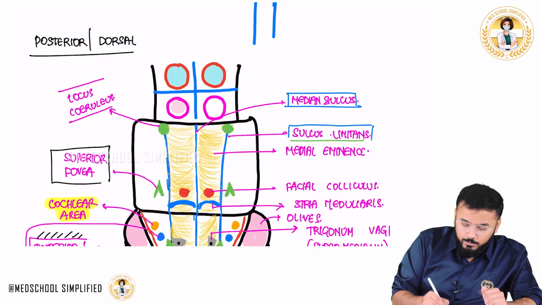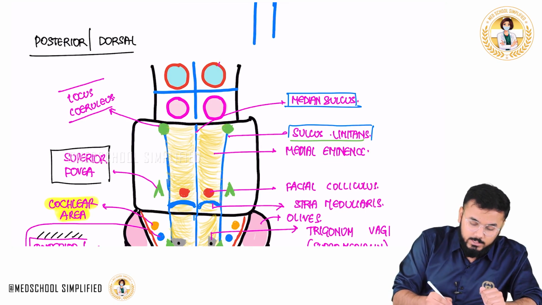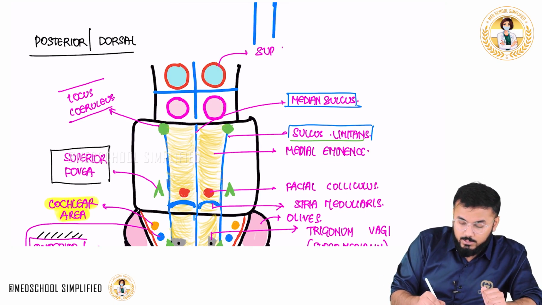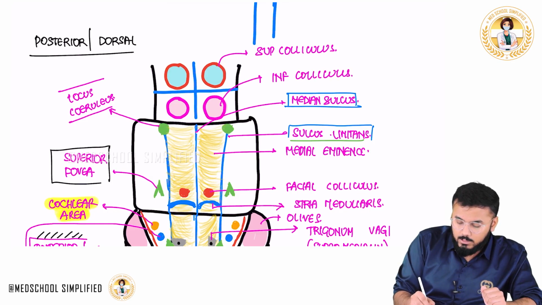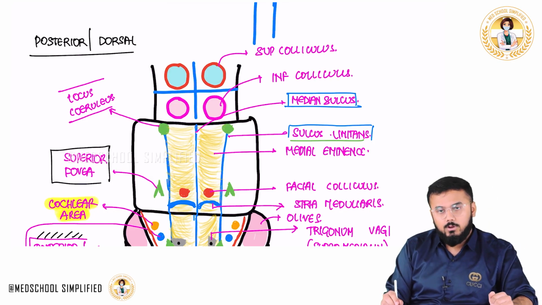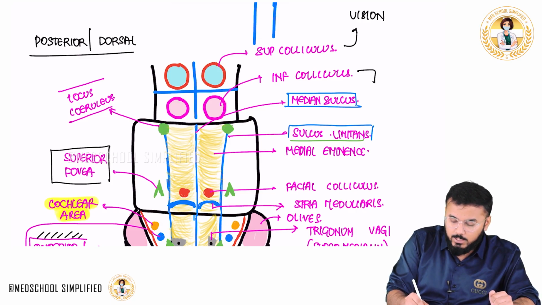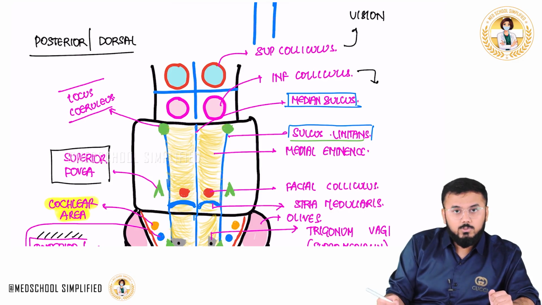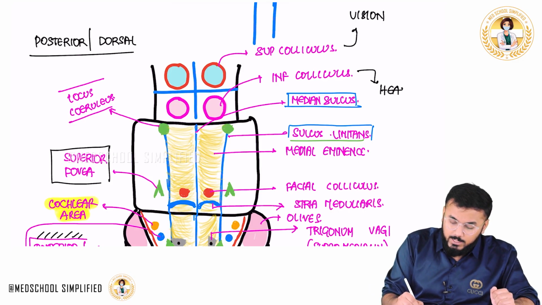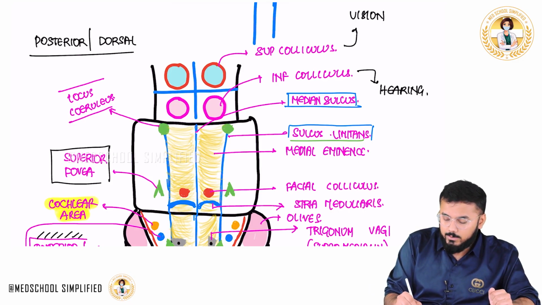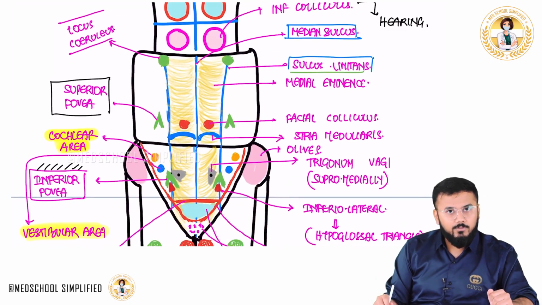This is called your superior colliculus and after that this is called your inferior colliculus. So let us write it down. This structure is called your superior colliculus and this structure over here is called your inferior colliculus. Superior colliculus is responsible for what? It is responsible for your vision. Whereas your inferior colliculus is responsible for what? It is responsible for your hearing, that is your auditory. These two are very important.